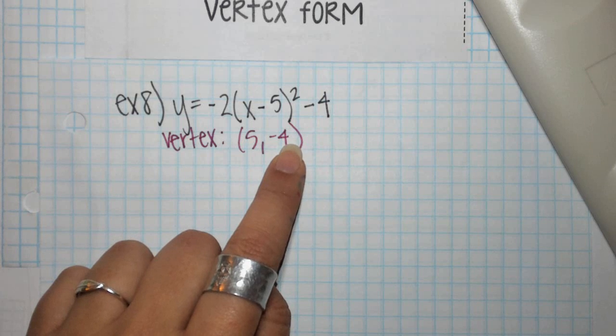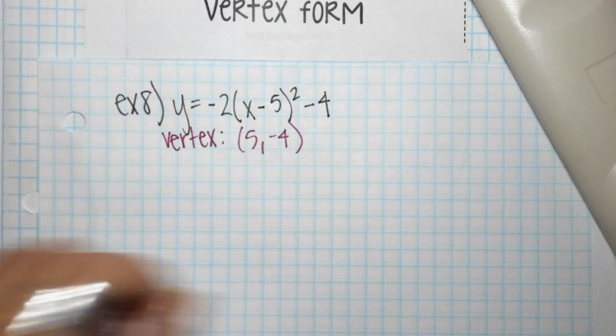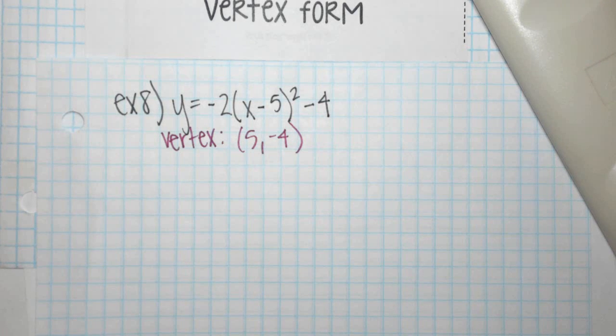Now, are we going to go up or down? Down. Why? Because it's negative. Mhm. Down.